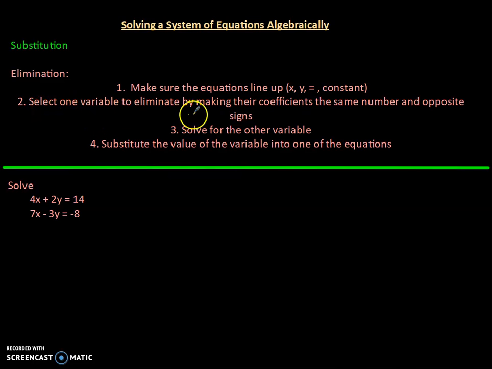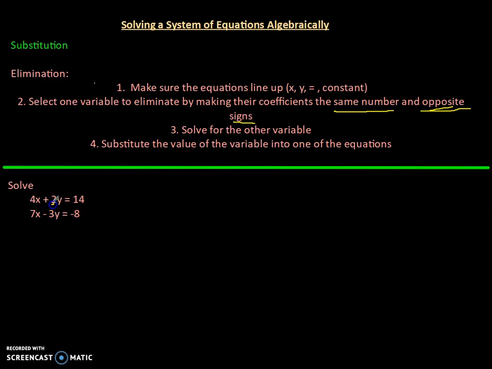And then you're going to have a bit of freedom here as well. You're going to select one variable and eliminate that variable by making their coefficients the same number and opposite signs. You'll see why when we eliminate it, but you do have a bit of freedom for step two because it's up to you if you want to get rid of x or if you want to get rid of y. So in this case, I'll go with eliminating y.